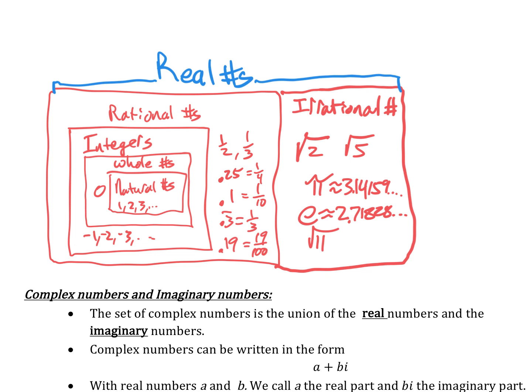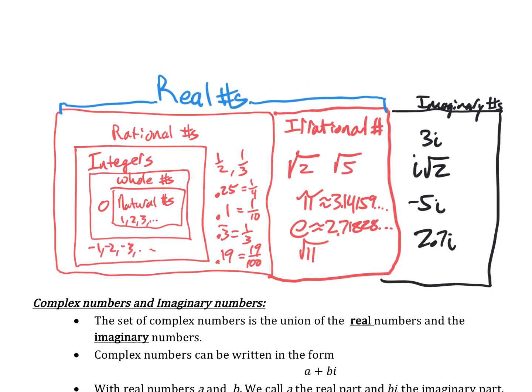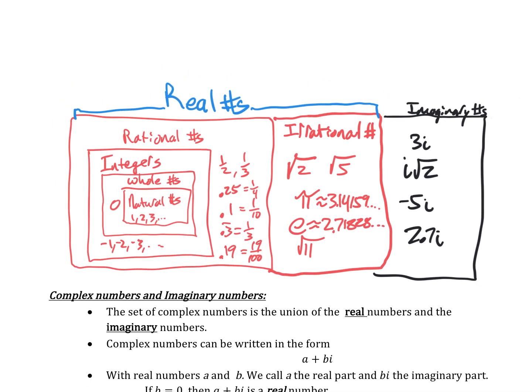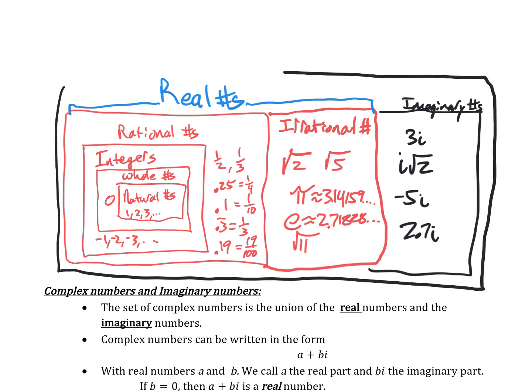Now, we also have numbers that are imaginary numbers. Imaginary numbers are like 3i, i square root of 2, negative 5i, how about 2.7i. So anything that has an i attached to it is an imaginary number. And then the largest and most complete, and this is the end of your number journey, by the way, when we put all of these together, we get what we call the complex number system.